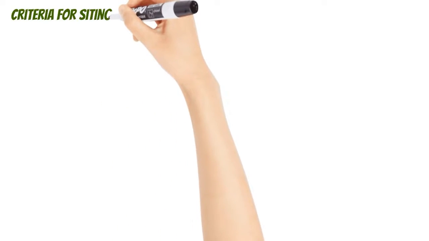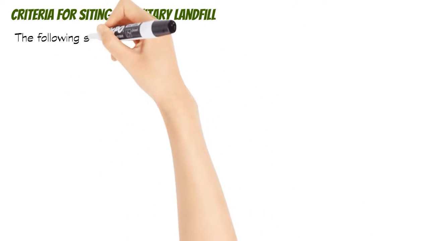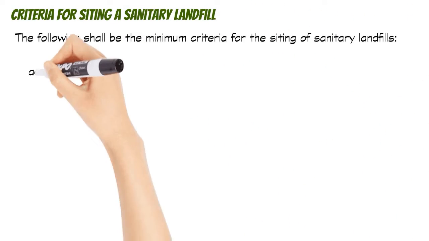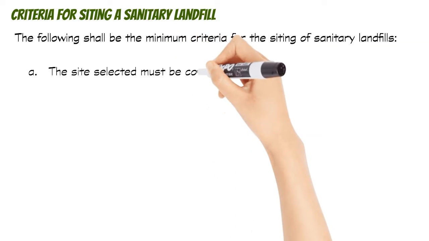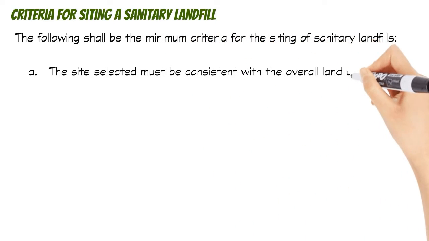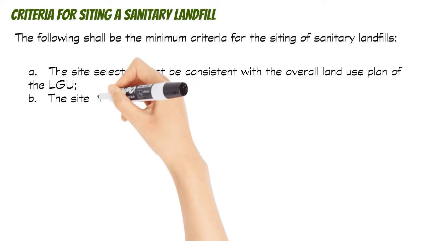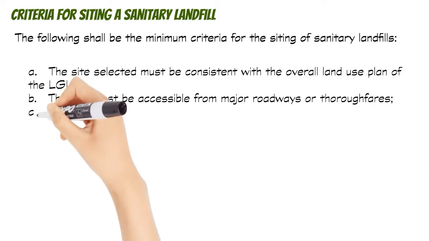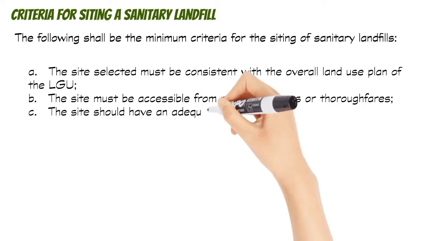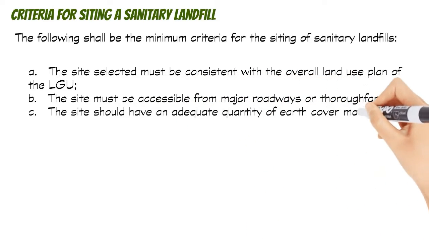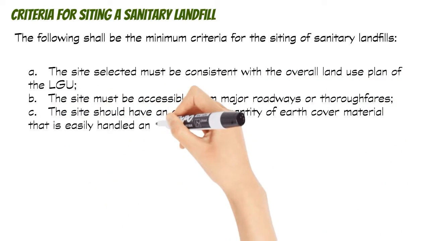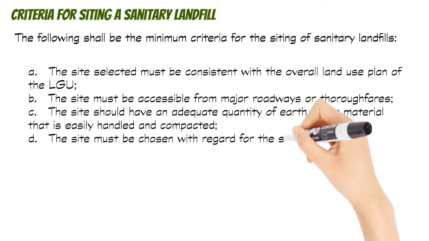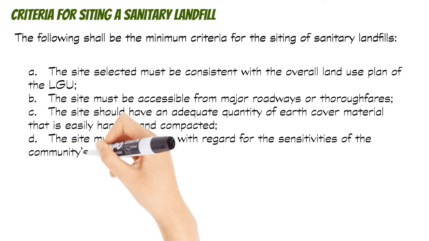Criteria for siting a sanitary landfill. The following shall be the minimum criteria for the siting of sanitary landfills. A. The site selected must be consistent with the overall land use plan of the LGU. B. The site must be accessible from major roadways or thoroughfares. C. The site should have an adequate quantity of earth cover material that is easily handled and compacted. D. The site must be chosen with regard for the sensitivities of the community's residents.